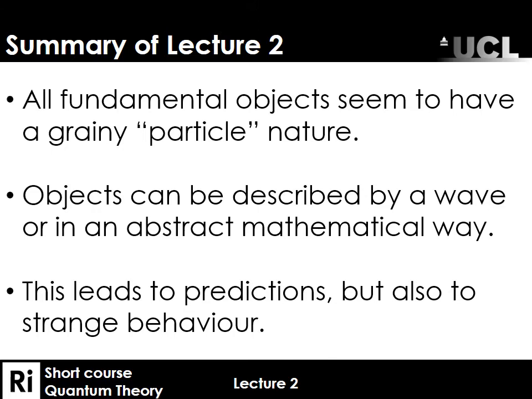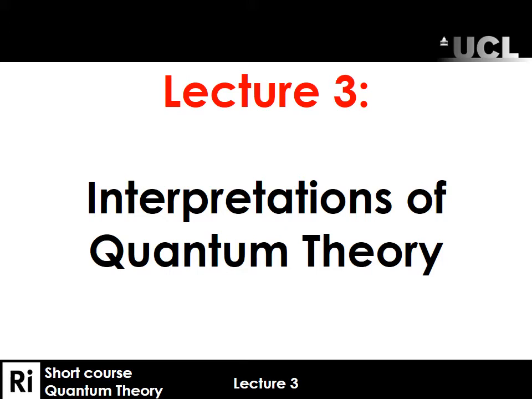But it doesn't just make predictions that we're all very comfortable with. It predicts some very strange things. So I finished the last lecture with an image of the double slit experiment, where you send a single particle through, and a single particle seems to somehow know that there are two slits, and not only that, it seems to know if you're watching one of the gaps to see where the particle goes. And so what we need to try and get our head around is some of the interpretations of quantum theory, what people are thinking about this and what it all means.